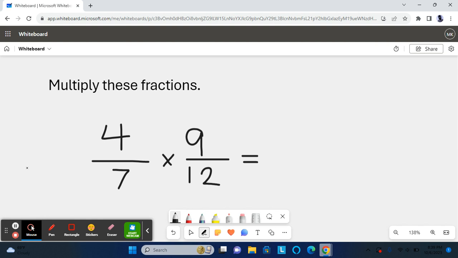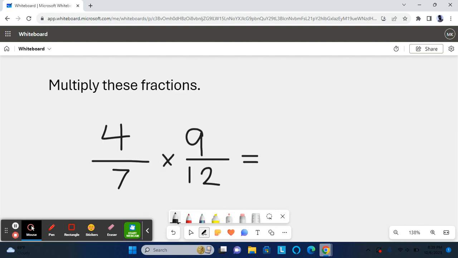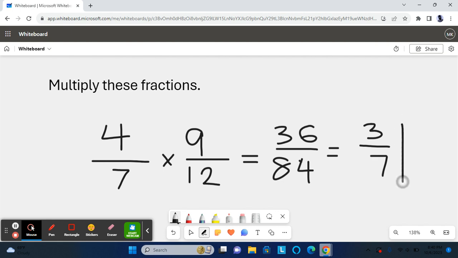So for question 2, we have to multiply 4/7 times 9/12. For this problem, you have to do the same thing you did in question 1, which is to multiply the numerators and denominators together. 4 times 9, that's 36. And then we multiply the denominators. 7 times 12, that's 84. And then when you simplify that, you get 3 over 7. So 3 over 7 is our final answer. Let's move on to the next problem.